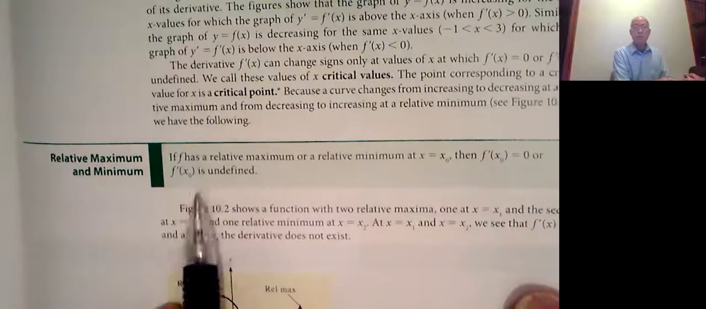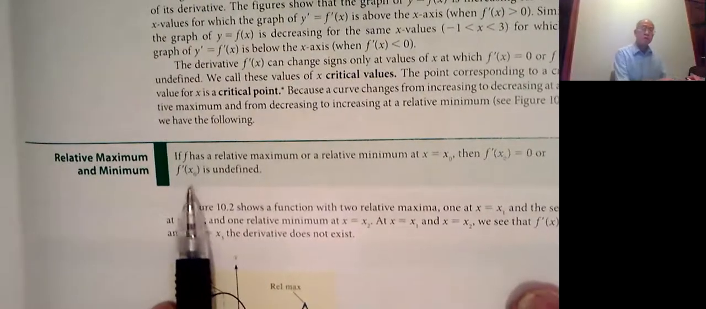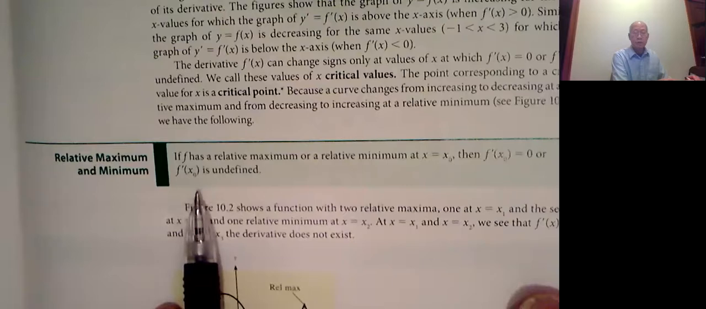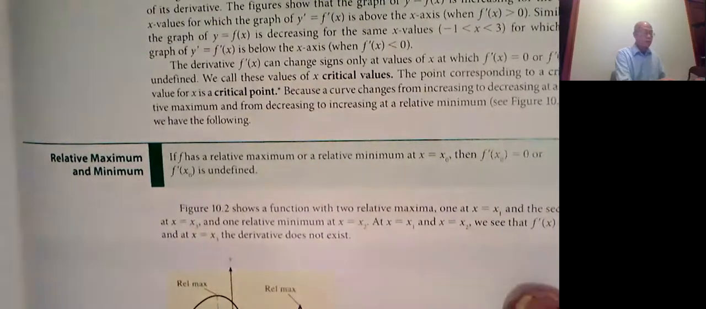Okay, and for relative maximum and minimum points, the derivative will either be 0 or it's undefined. In practical terms, we're almost never going to tackle any situation where the derivative is undefined, but we'll be taking a derivative and setting it equal to 0.